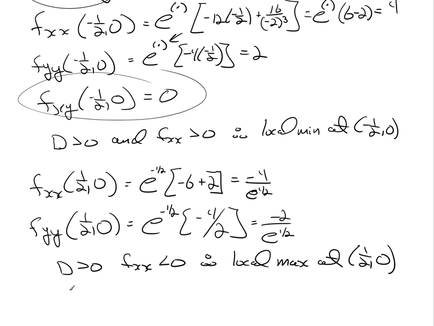So now if I actually find f of negative 1/2, 0 and f of 1/2, 0, that will actually give me the coordinates of those mins and maxes. I'm not going to do that here. You may want to just for the heck of it, but obviously that's how I'd find exactly what the values are of those mins and maxes.